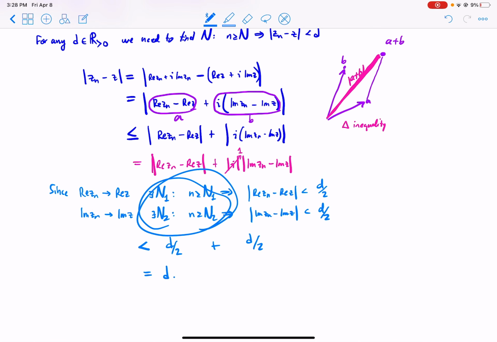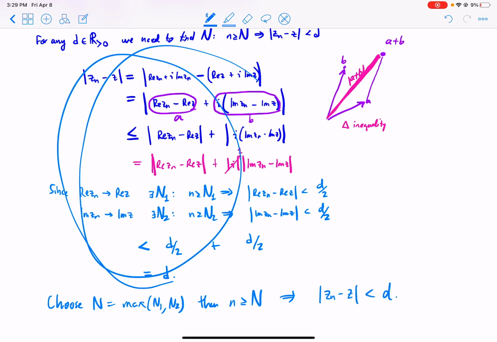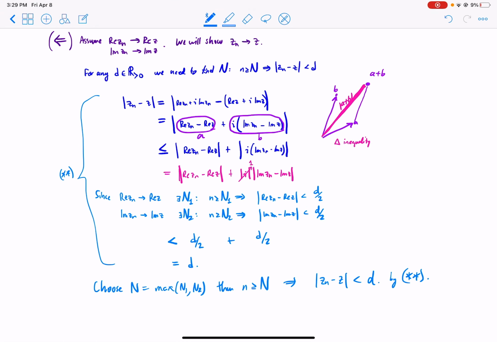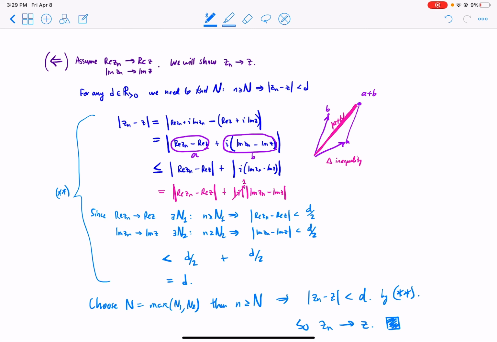Well, provided I'm past both of these, so choose capital N equal to the max of N1, N2. Then n past capital N implies Zn minus z is less than d by all of these calculations. And let's call this, I don't know, double star. And I'll just say this is all double star. Okay, so Zn actually does converge to z, and we are done with the second half of the proof.